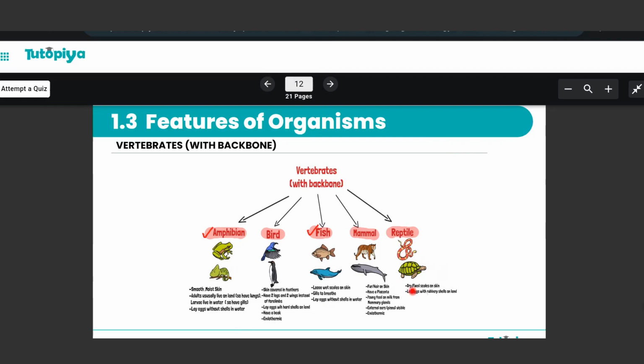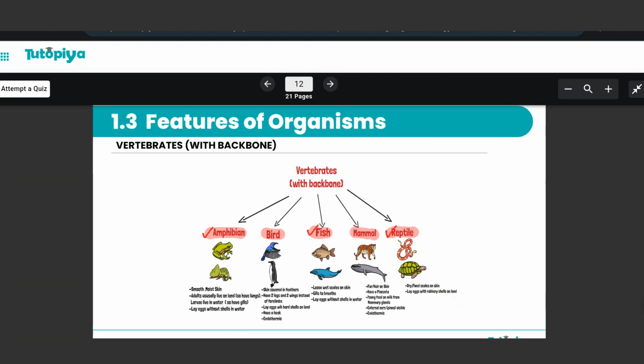They all have dry, scaly skin, and they too lay eggs, but they lay their eggs on land. So unlike the other two vertebrate groups, the reptiles lay their eggs with rubbery shells on land. So that's about the reptiles.